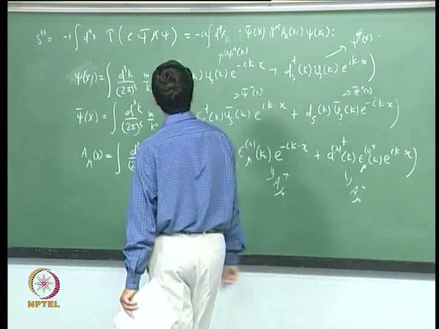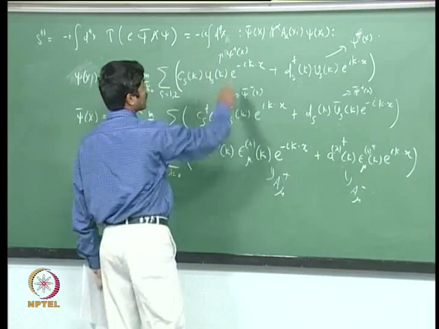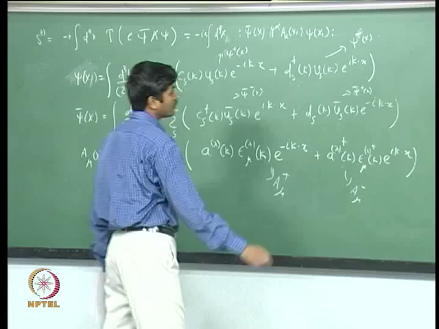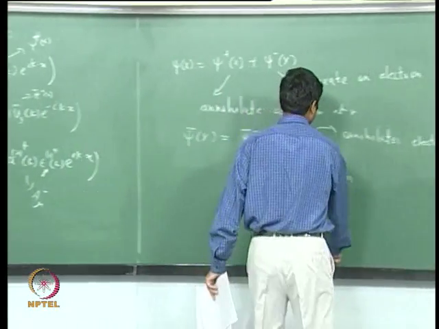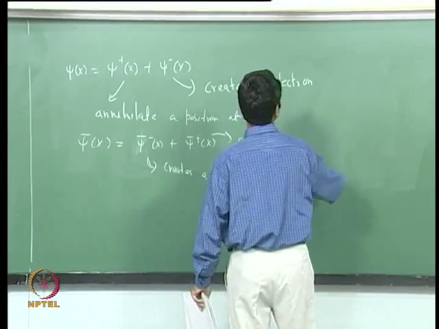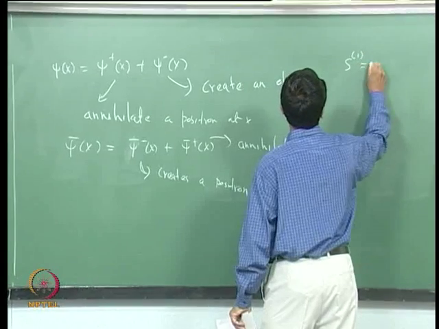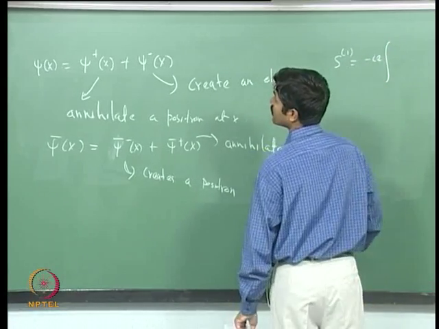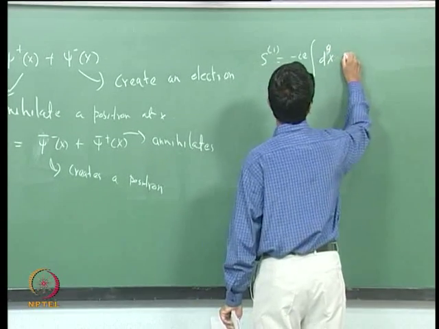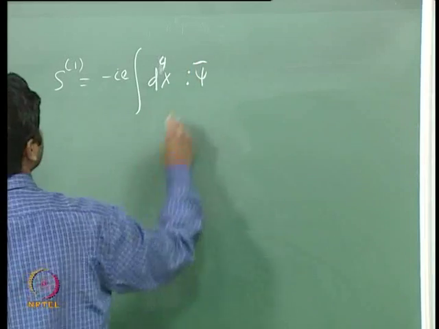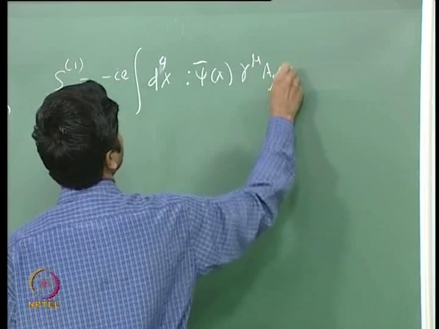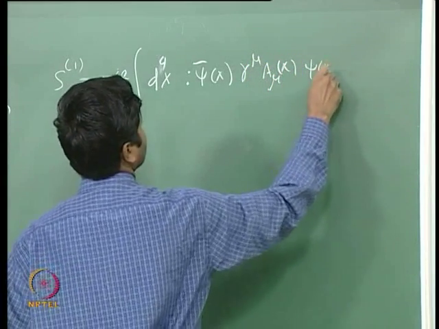So, now what kind of terms are there in the first order term in the S matrix? Let us look at it. So, S1 is minus i e, d4 x, normal order product of psi bar of x gamma mu A mu of x psi of x.